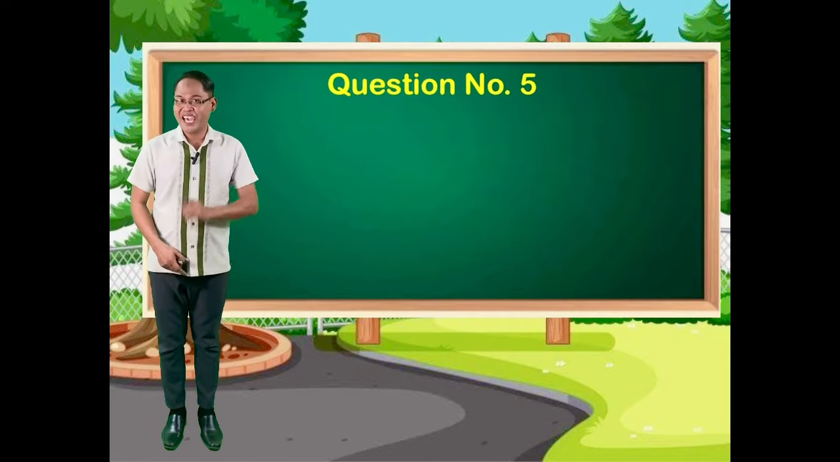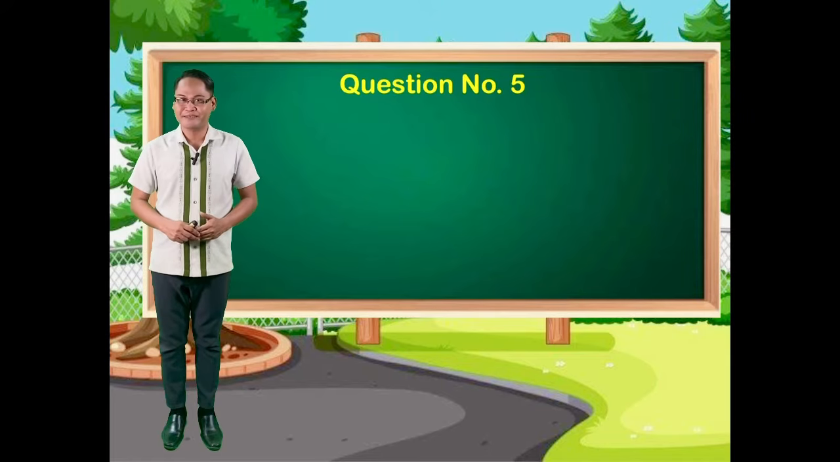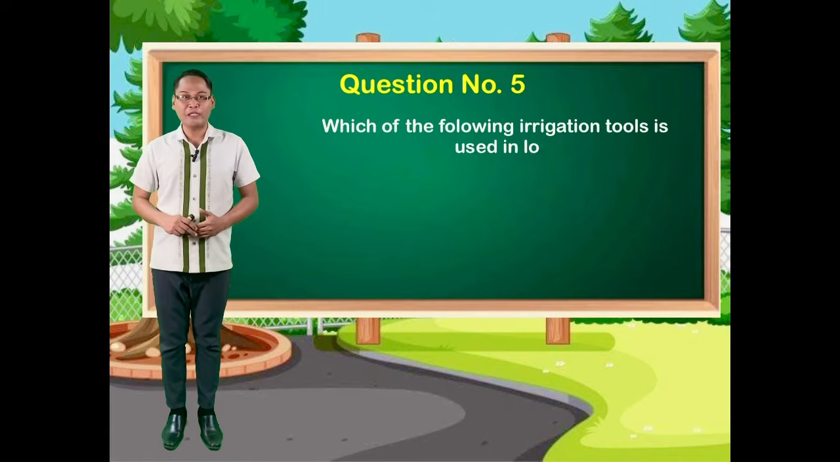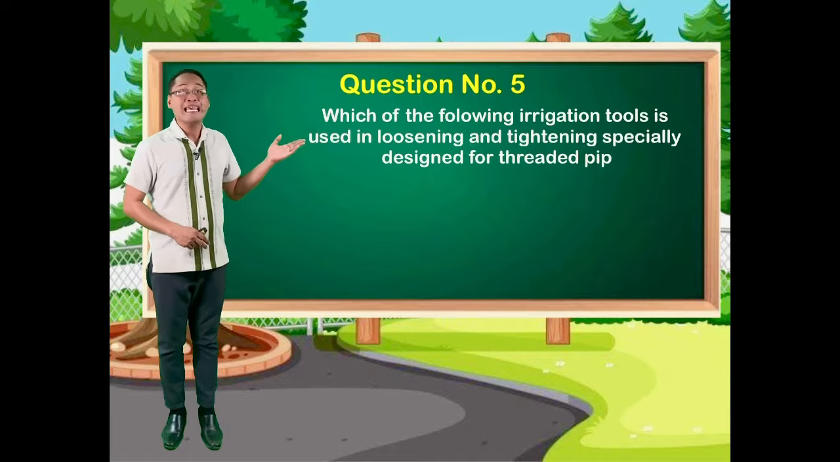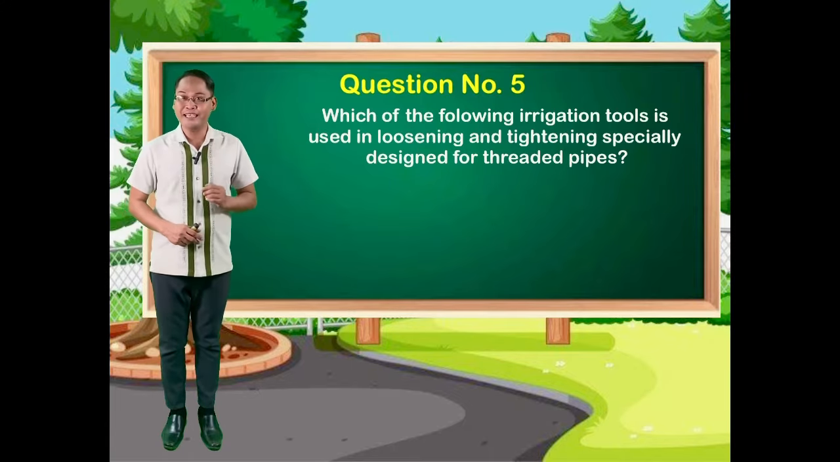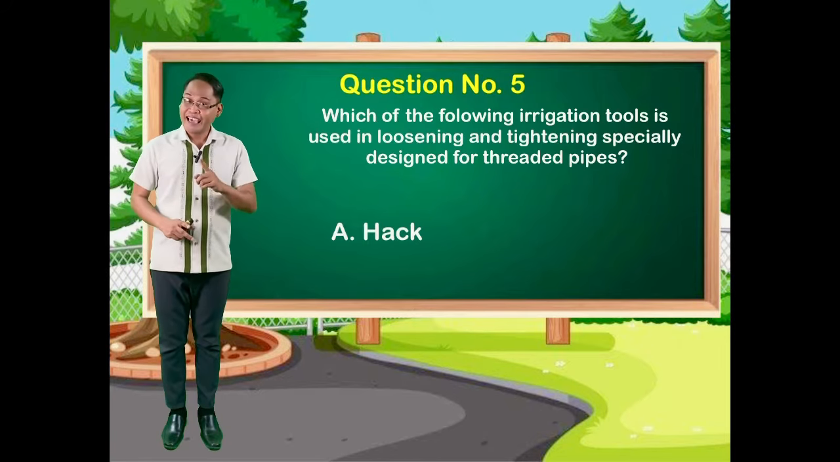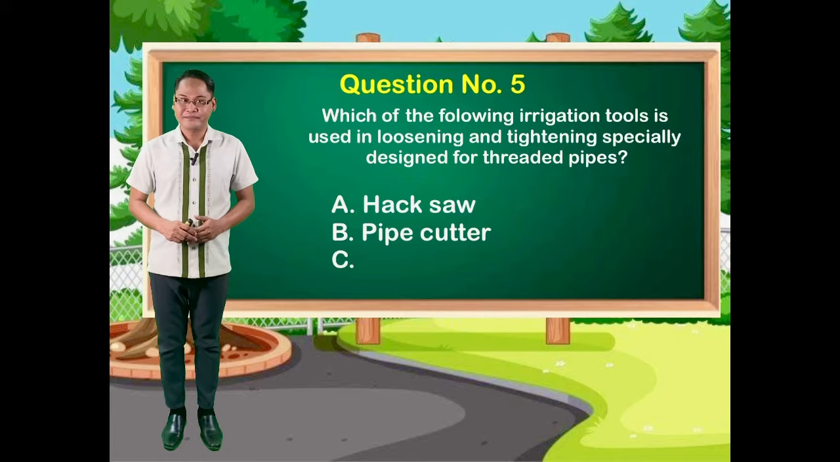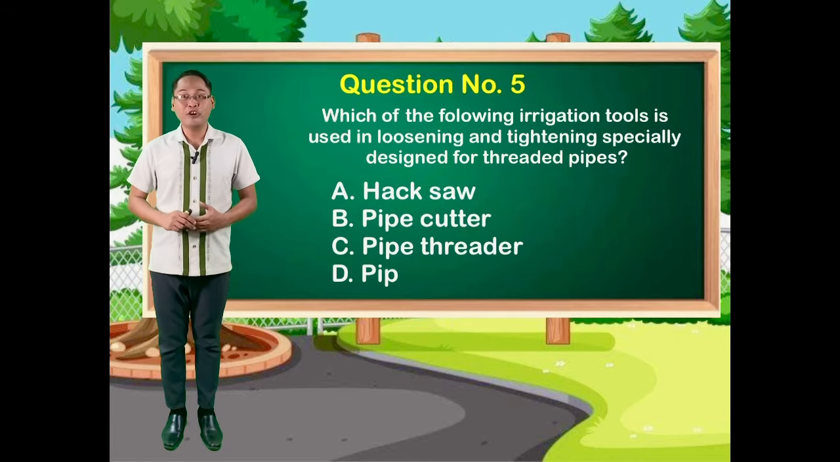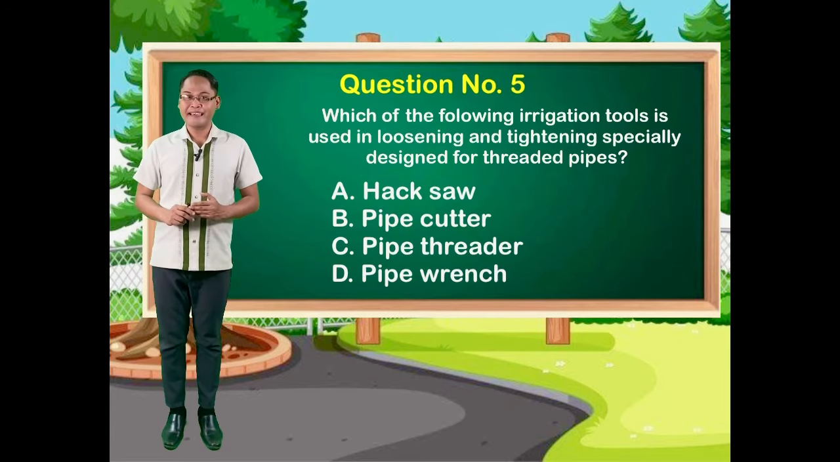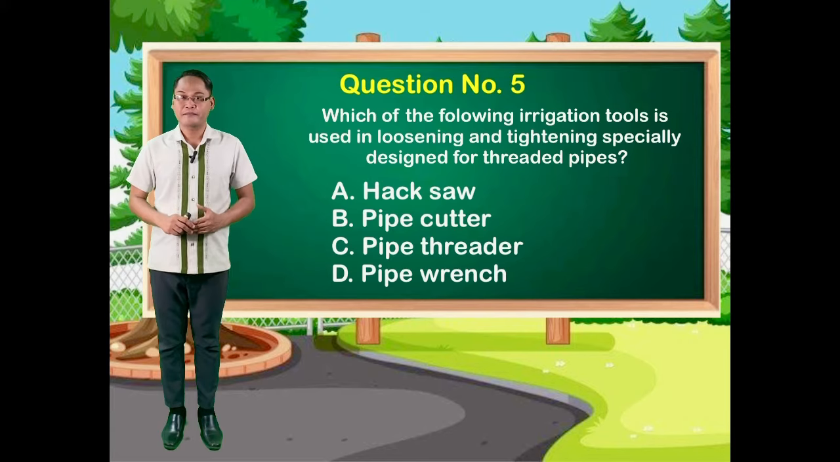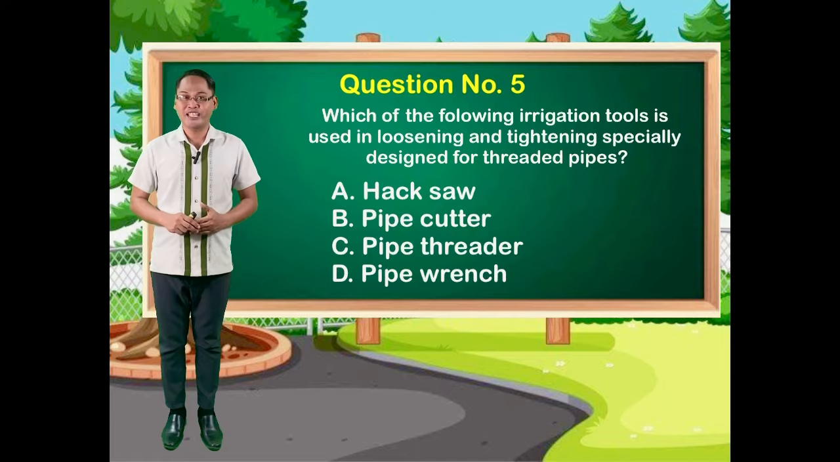The fifth and final question is, which of the following irrigation tools is used in loosening and tightening, specially designed for threaded pipes? A. Hacksaw. B. Pipe cutter. C. Pipe threader. D. Pipe wrench.